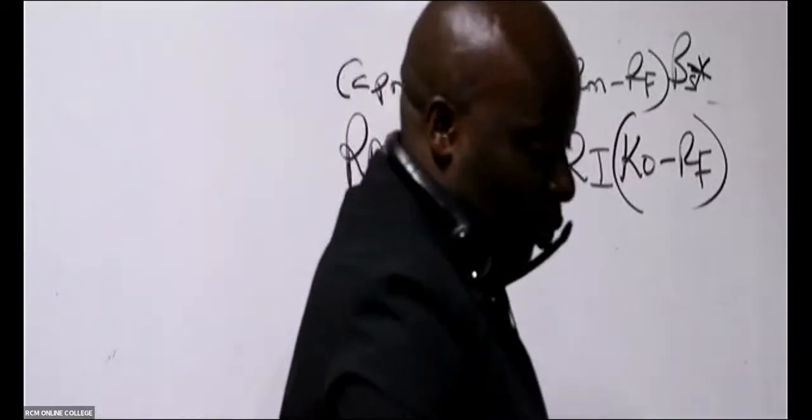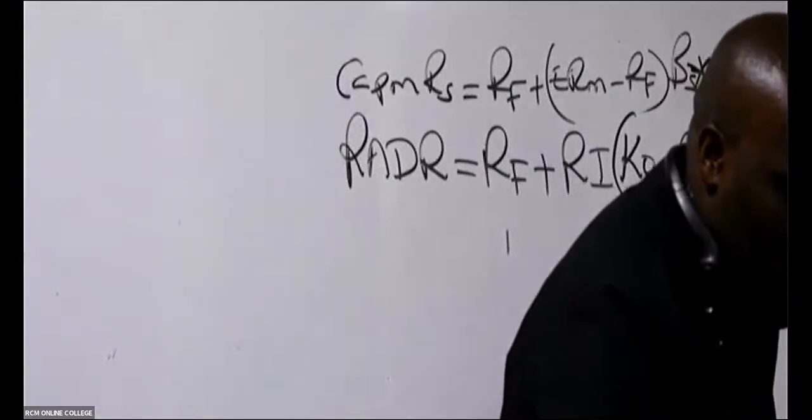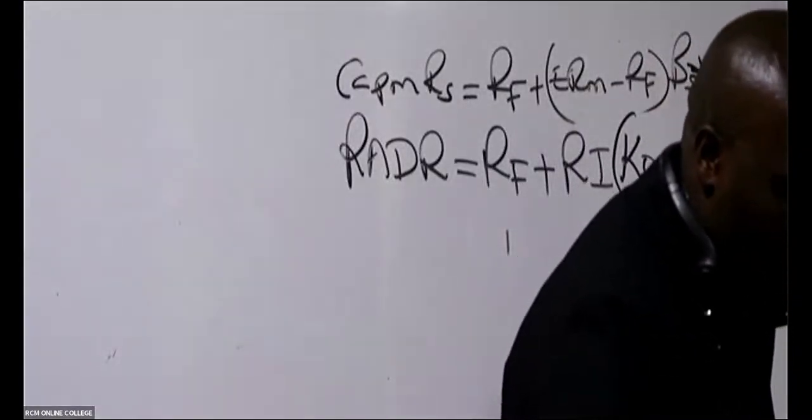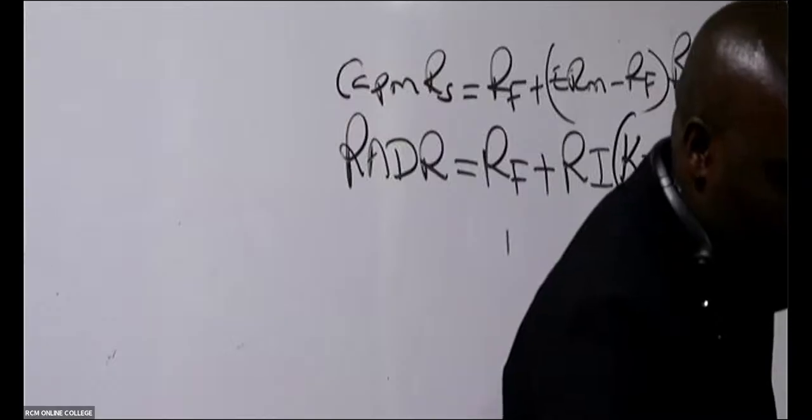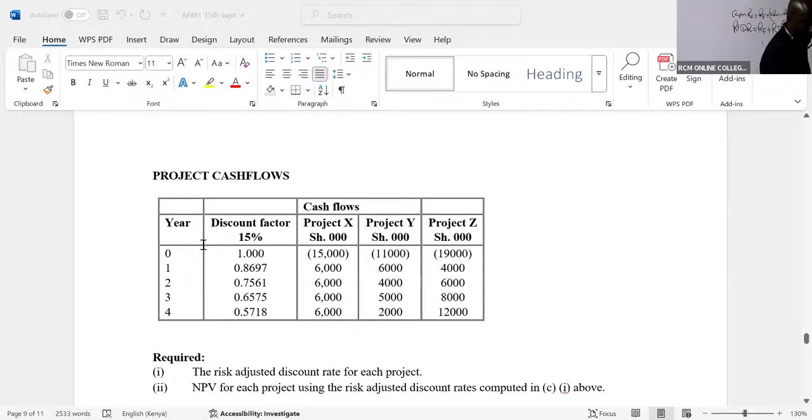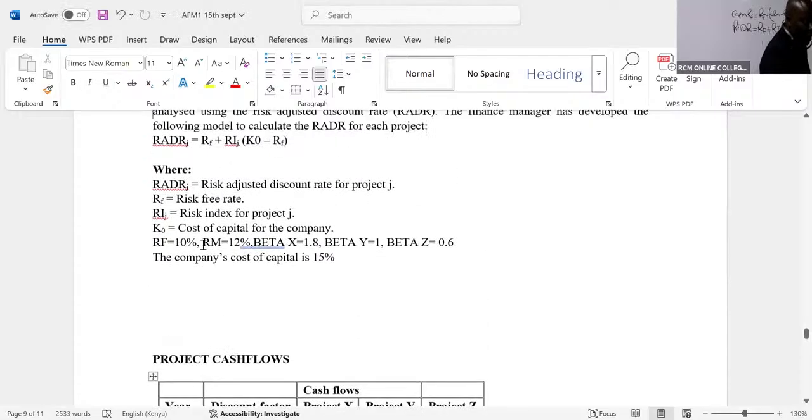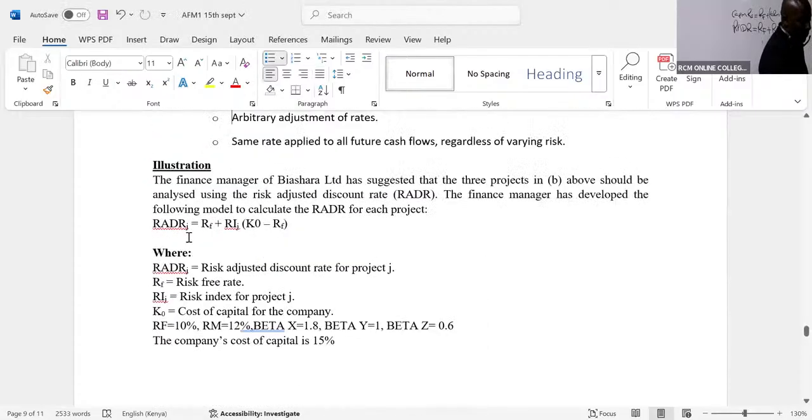So I project my screen again for you to be able to see what this examiner wants us, ladies and gentlemen, to use. This examiner wants us to use this formula of RADRI. RADRI stands for risk-adjusted discount rate. And you can see RADRI is a risk-adjusted discount rate for project J. Then we have RF for risk-free rate. Then we have risk index for project J. This RI, risk index.